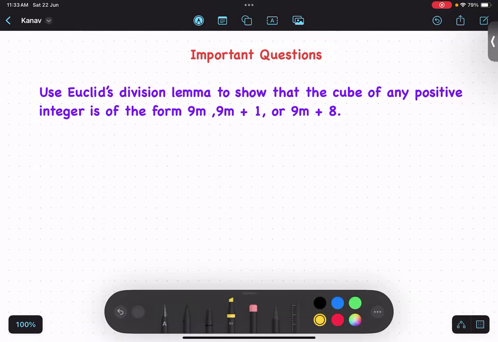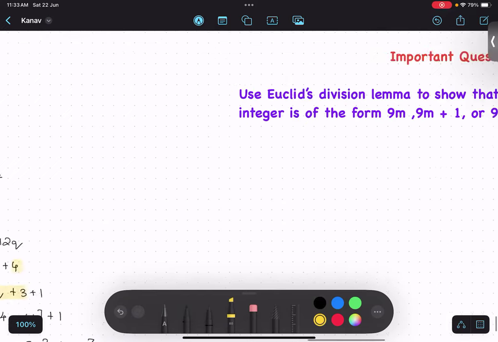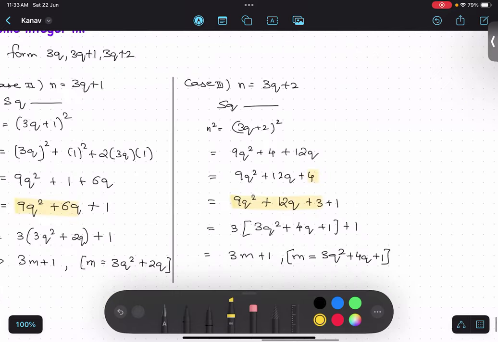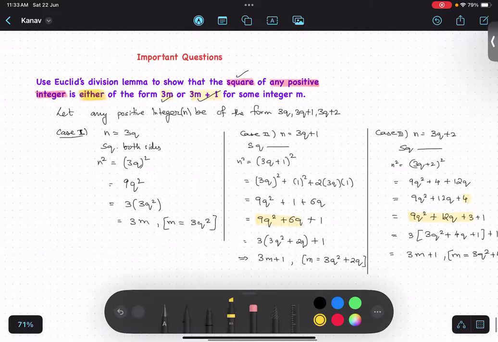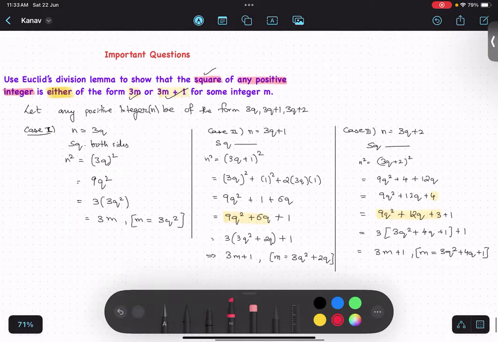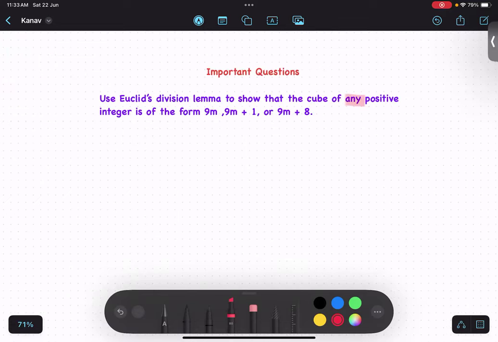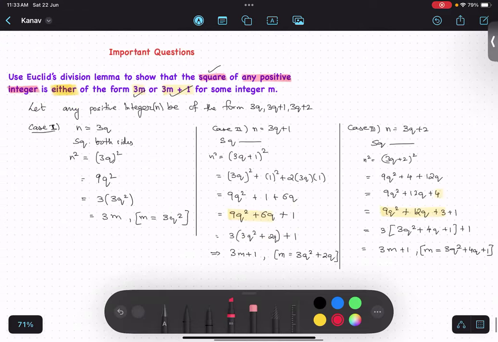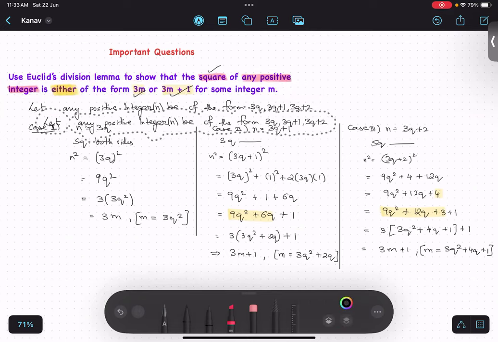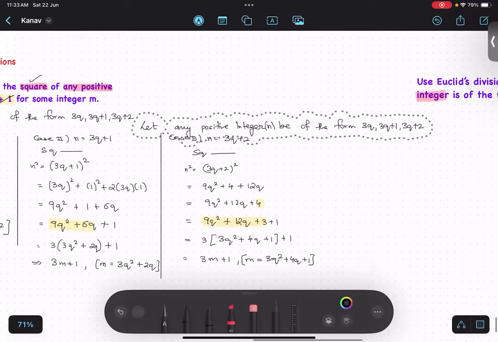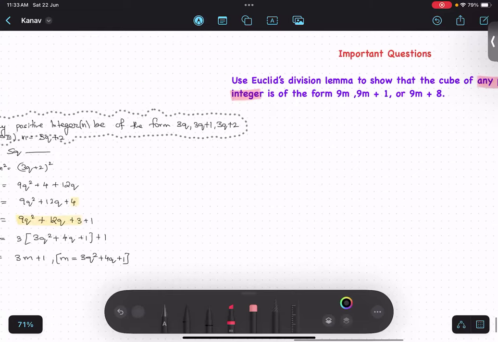Now, in this question, again an NCERT type question, similar to the one we did just now. Over here, it is also any positive integer. If you remember, any positive integer is of the form pq plus 1, pq plus 2, and pq. Yes or no? So let me just take it there, not wasting time.